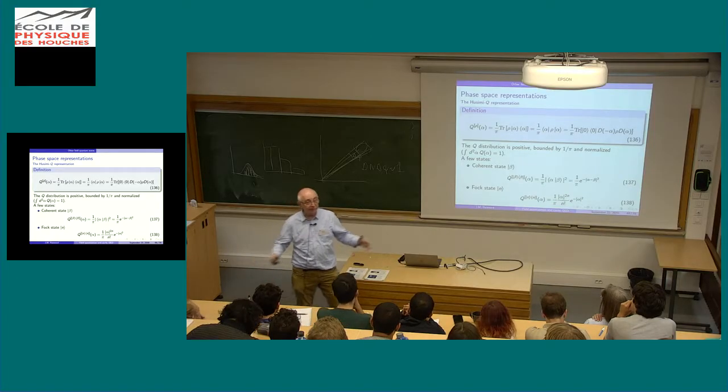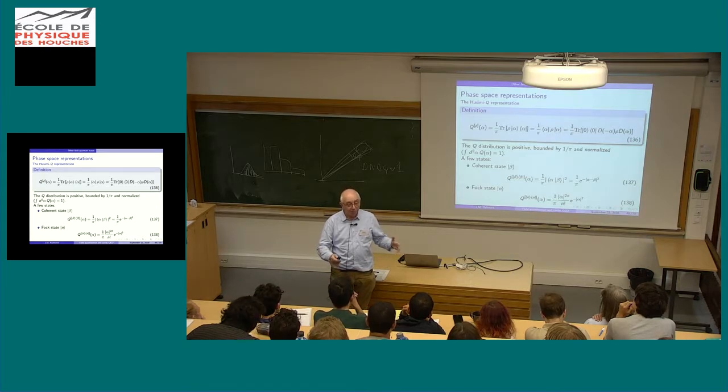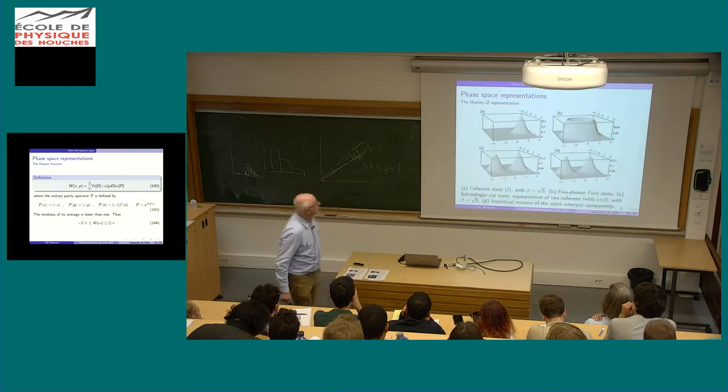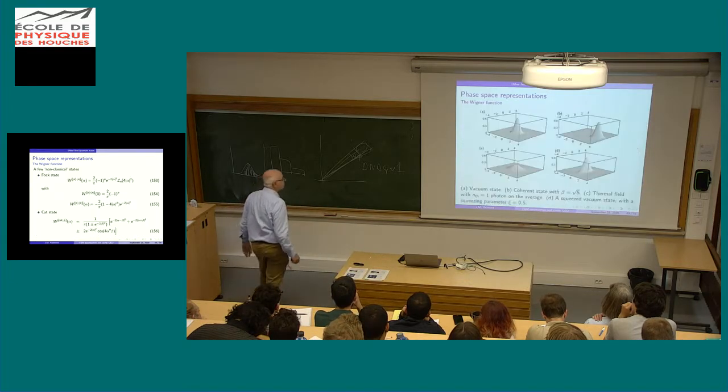I take my state, I displace it by the amplitude alpha. What is the probability of having the vacuum? This is much easier to measure. Just measure one state. Okay? So this one is easier to measure, technically. Wigner is a bit more difficult.